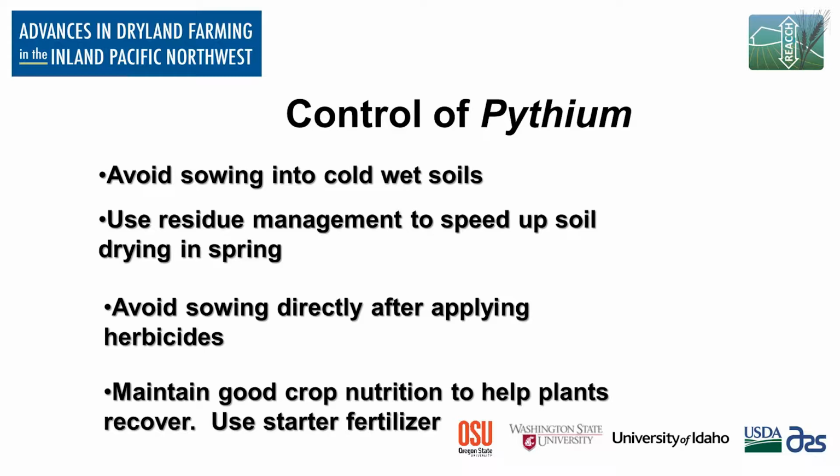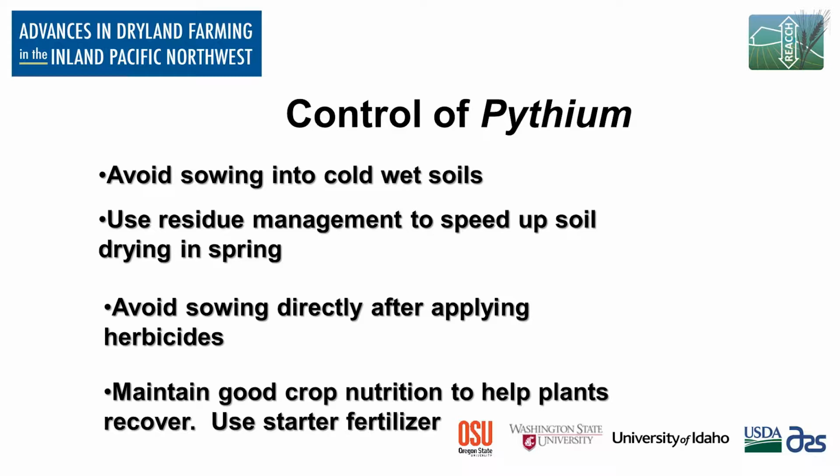First thing is to avoid planting into cold, wet soils. I think all growers know that the soil temperature has to get up enough so that you get good germination of wheat seed. But if you plant into cold soils, a lot of times you can have more of a problem with Pythium. Why is that? Because in cold soils, the plants are slower to emerge, and it gives us a greater window of opportunity for the Pythium to attack.